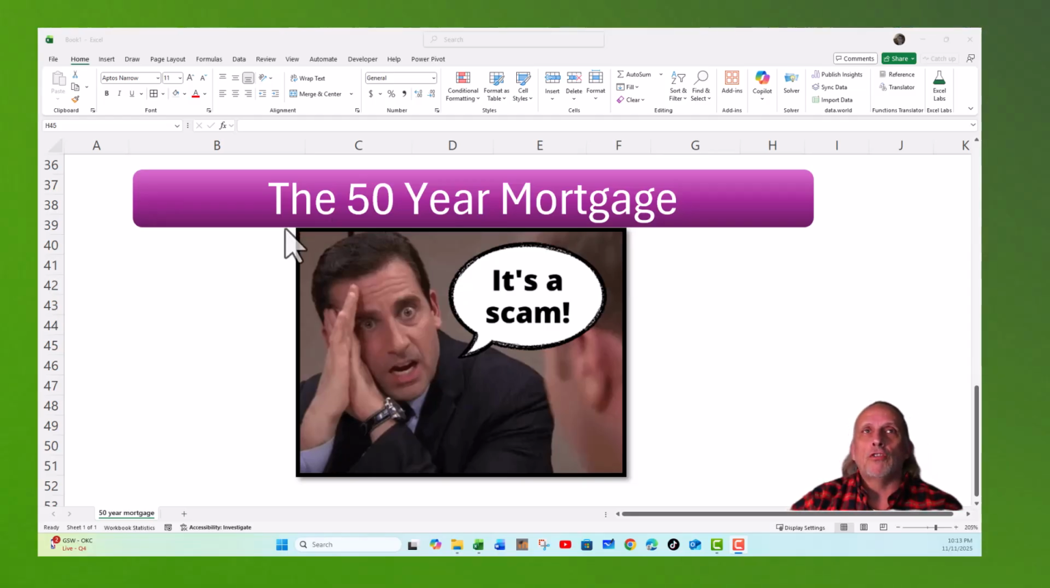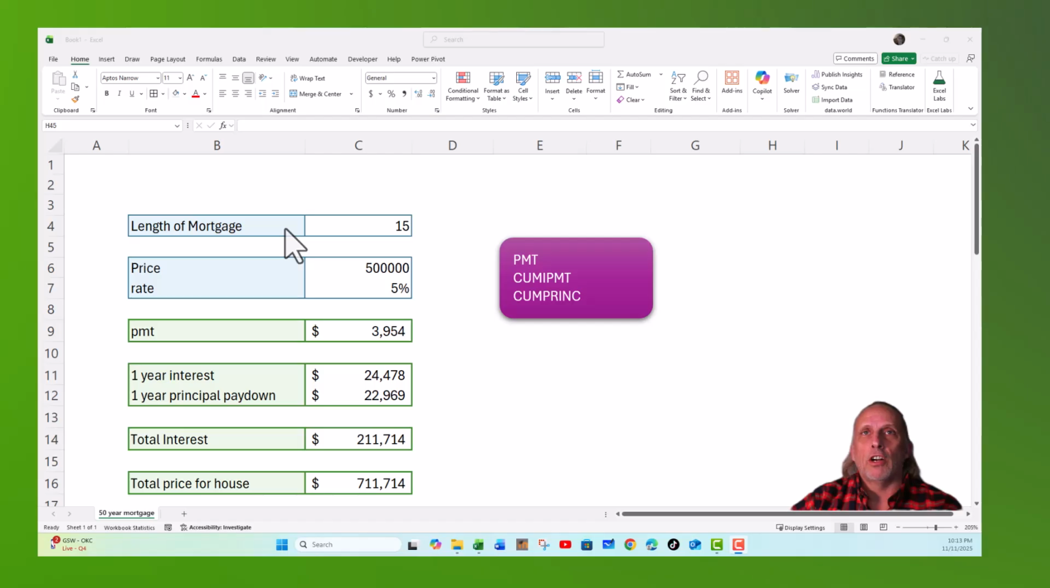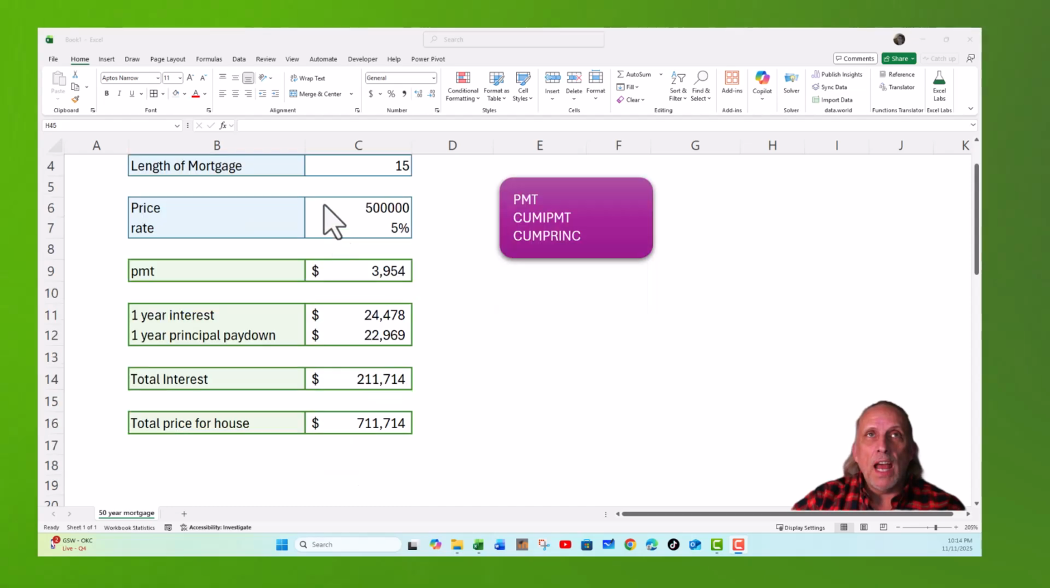So I'm going to go ahead and scroll up here to where I've got a little template started. And right now I've got what's called a 15-year fixed mortgage. That means I'm going to make a payment every month for 15 years. At the end of that 15 years, I'm going to be paid off. Right now, the price of this house is $500,000. Interest rate is 5% annually. And I've already got the formulas in there.